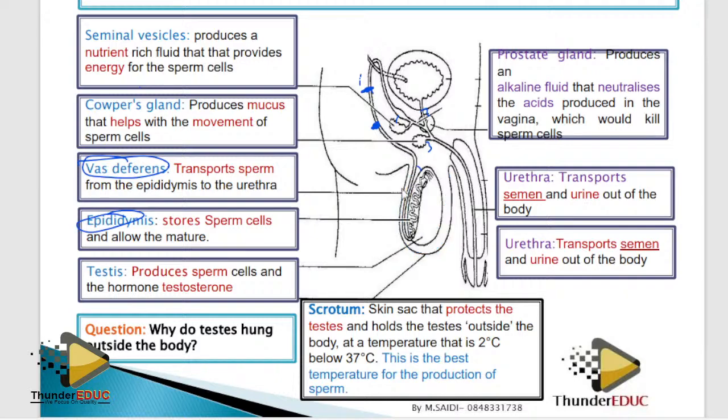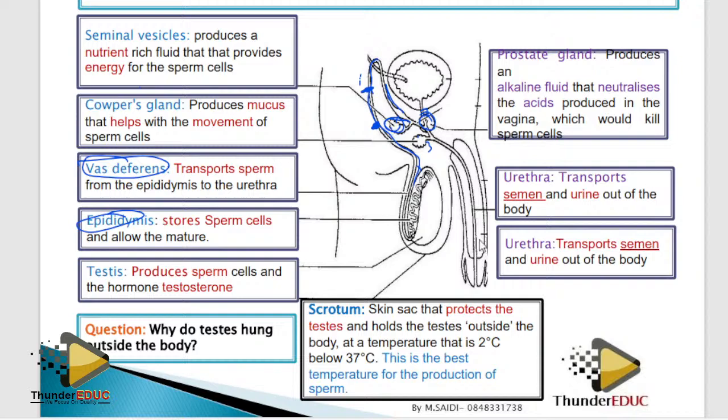Number one, when you start from the testis, you see this tube, the first gland you find. This first gland is called the seminal vesicle. So seminal vesicle is the first. The second one is the prostate gland. The third one is Cowper's gland. You understand? So seminal vesicle, prostate gland, Cowper's gland.